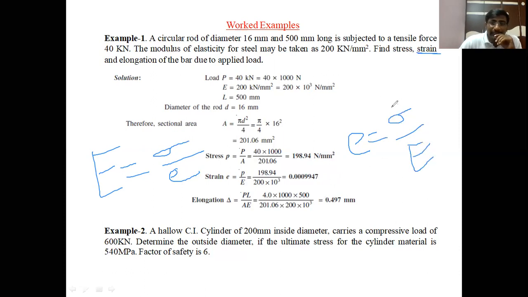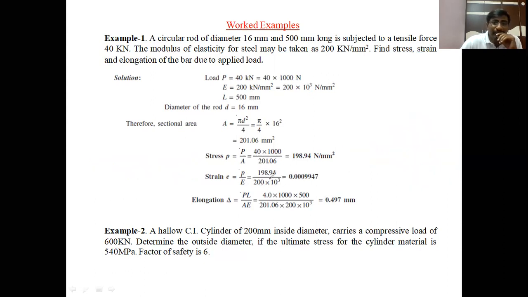When we substitute these two parameters in this equation, both must be in the same units, because the strain has no units. The stress must be in newtons per mm square, and Young's modulus must also be substituted in newtons per mm square. Then only we can get the strain. So here strain is equal to stress, which we represented as small p, divided by Young's modulus.